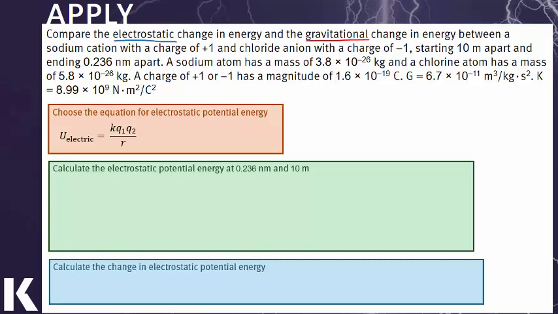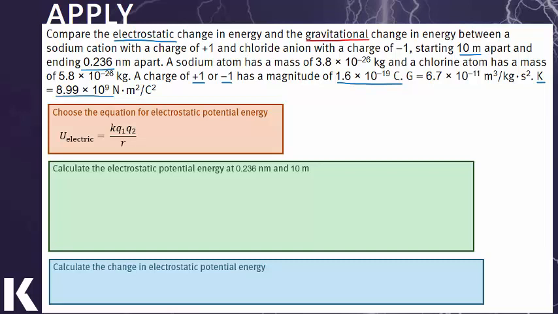Now let's find the information we need in our question stem. So we have the charge of either +1 or -1 has a magnitude of 1.6 times 10 to the negative 19 coulombs. So that will be Q1 and Q2, of course, with the charge signs included. We also are given our value for K, of 8.99 times 10 to the 9, along with its units. And then we have our distances, 10 meters and 0.236 nanometers.